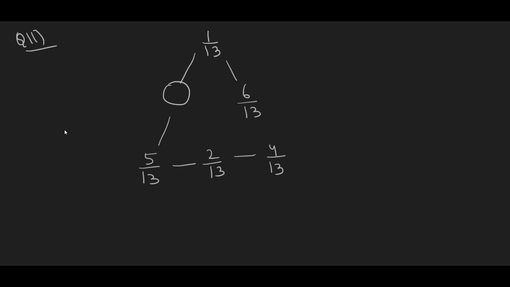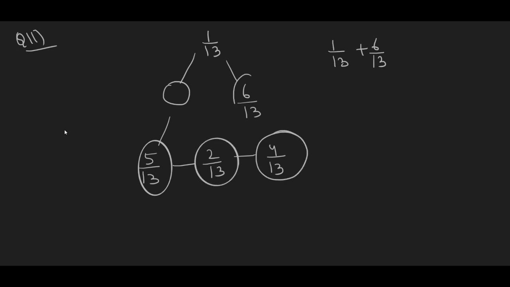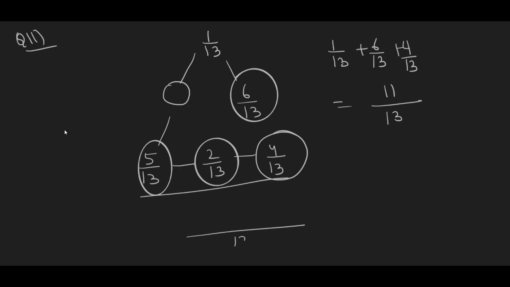So children, if you look into this diagram, you will see if you add 1 upon 13, 6 upon 13 and 4 upon 13, what will you get? So 1 upon 13 plus 6 upon 13 plus 4 upon 13. So this will be 6 plus 4 is 10 plus 1, 11 upon 13. If you add these three, 5 plus 2 plus 4, so this will be 11 upon 13. So what should we add here so that the answer is 11 upon 13?